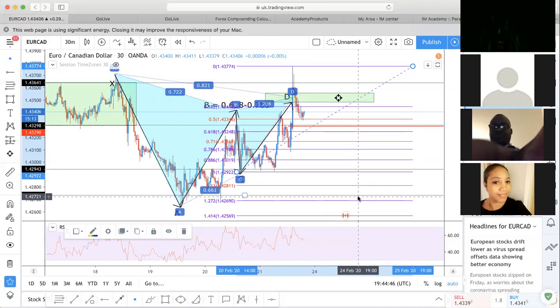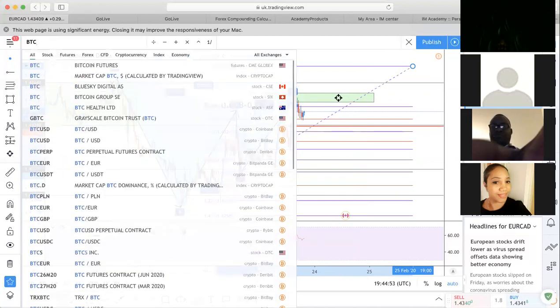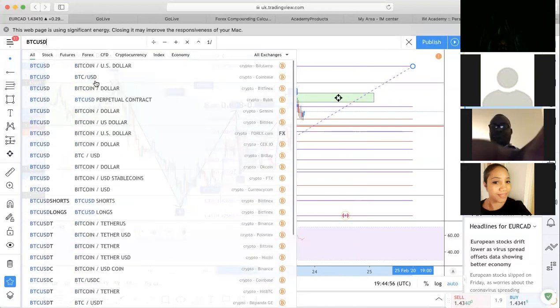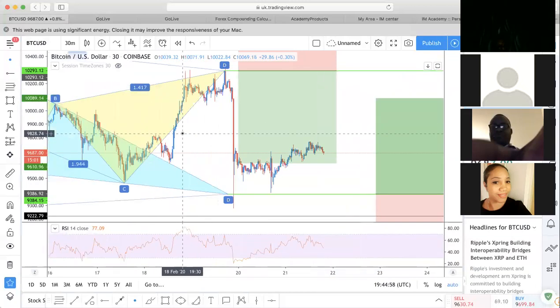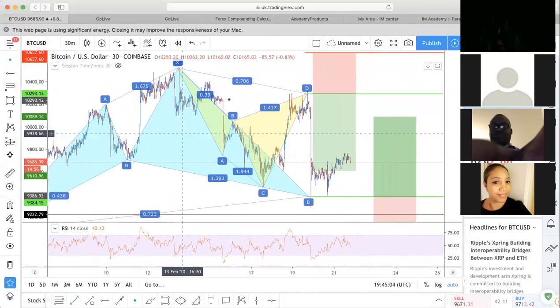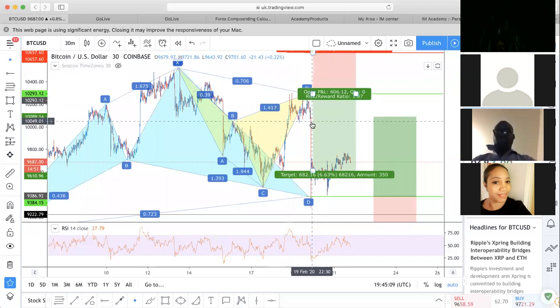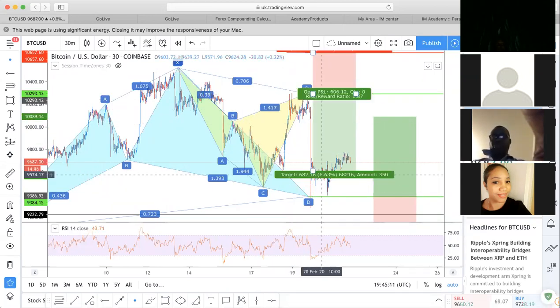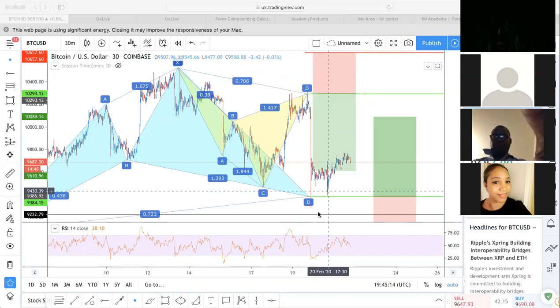Sometimes price goes straight, it smashes through straight into your TP2. I have an example here, BTC USD. It happened yesterday. Look what happened yesterday on my BTC trades. Immediately price hit the D point, it smashed all the way through TP1, TP2. It went even past my TP3. Look where price actually got to before it started retracing.